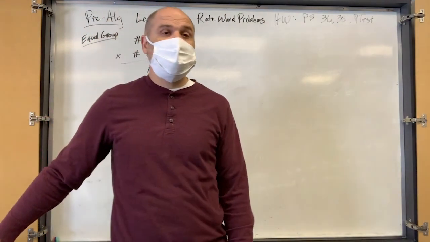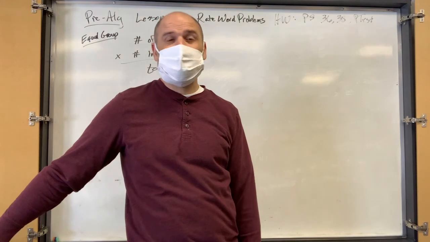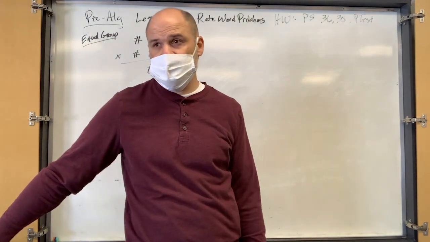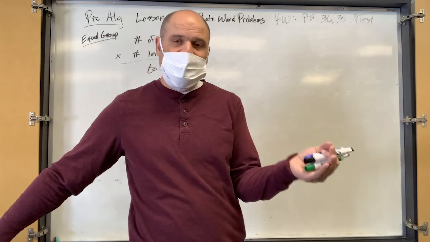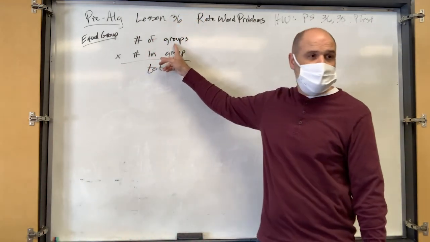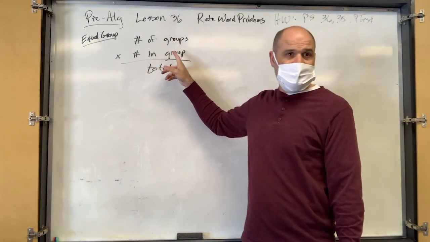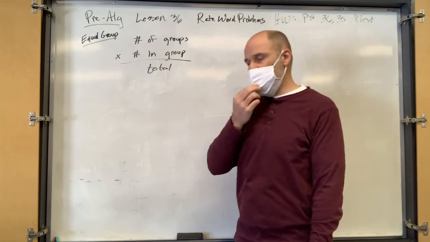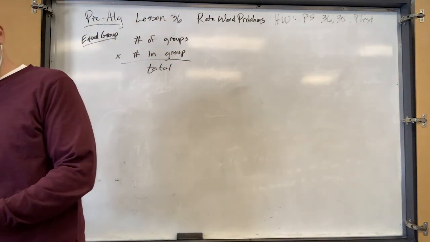So here's an example of an equal group problem. There are 7 students in each class in this hallway. There are 5 classes. How many total students are there? 35. So if there's 7 in each of the 5 classes, 7 times 5 is 35. So number of classes, 5, times number in the class, 7, is 35. Those are equal group problems. Okay? These work the same way with rates.